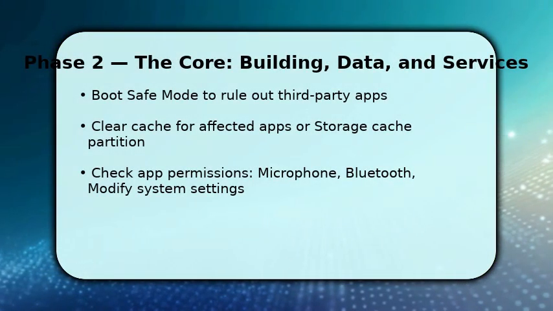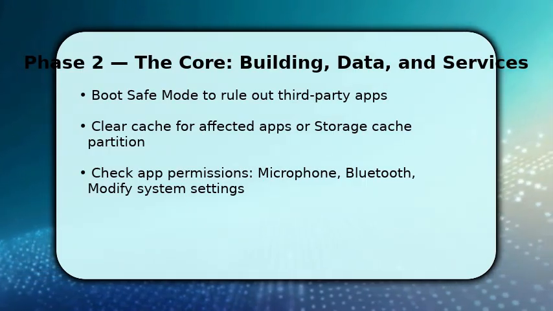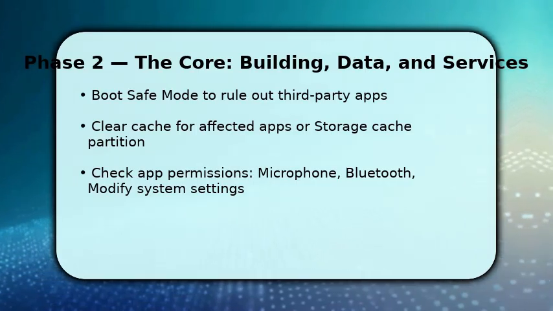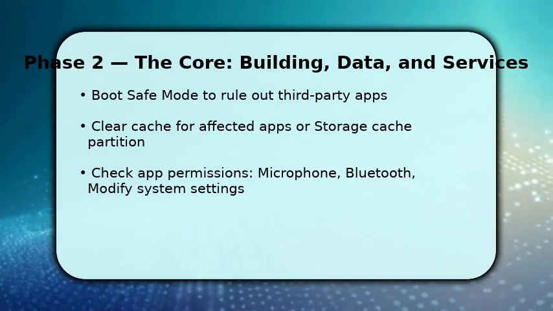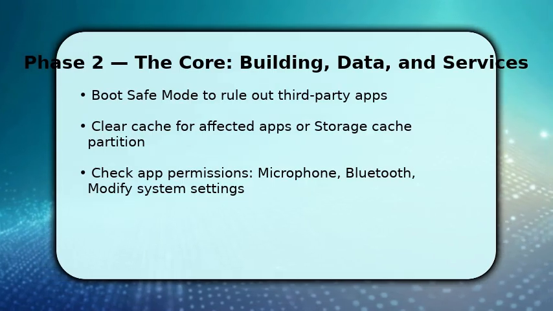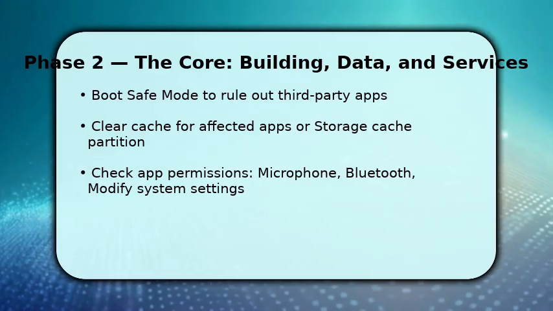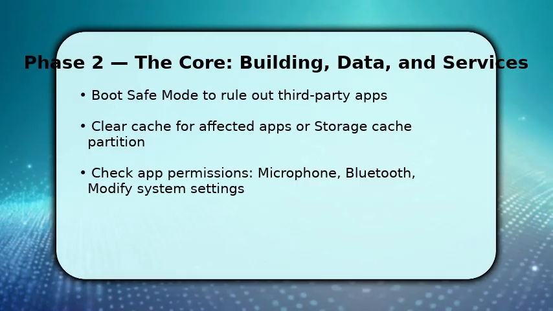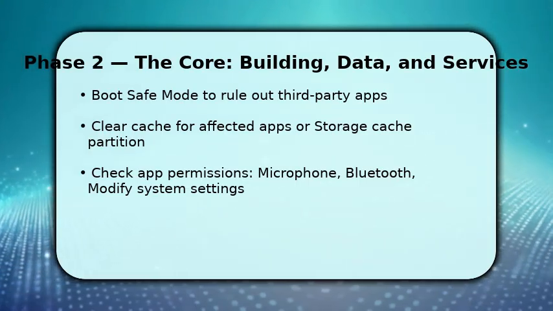Now you isolate software causes. Boot into safe mode to see if third-party apps are muting audio. If sound returns, uninstall recent apps one at a time. If that doesn't help, clear the cache for the problematic app and, if available, wipe the system cache partition to remove corrupted temporary files. Make sure relevant permissions, microphone, Bluetooth, and modify system settings are granted. Also check for pending OS or app updates and, once applied, retest because patches often fix codec or driver issues.